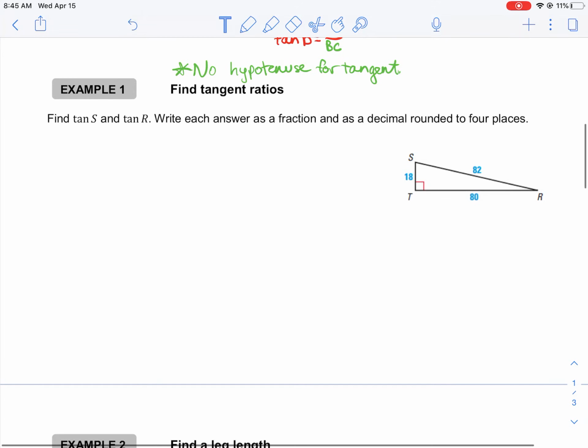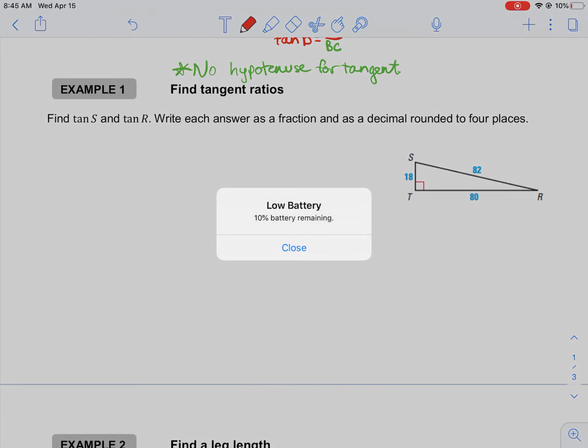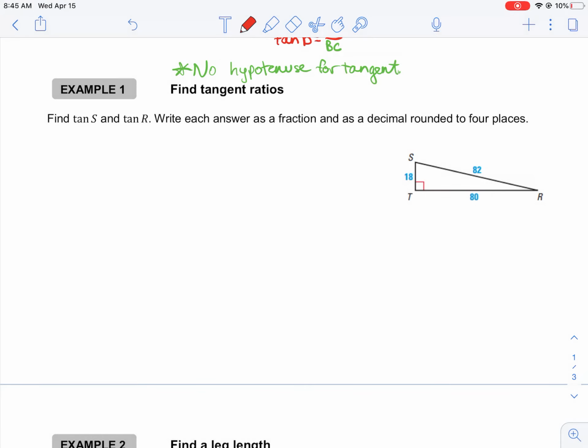Alright, so let's see what this looks like in a problem. Example 1, we want to find tangent of S and tangent of R, and we want to write each answer as a fraction and as a decimal, rounded to 4 places. So we're going to do it both ways. Let's start with tangent of S. So tangent S is going to be equal to opposite over adjacent. Okay, that's the way you remember it.